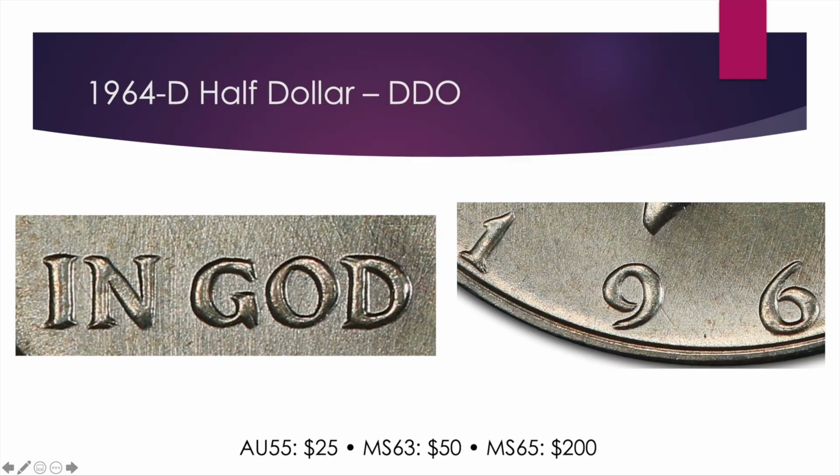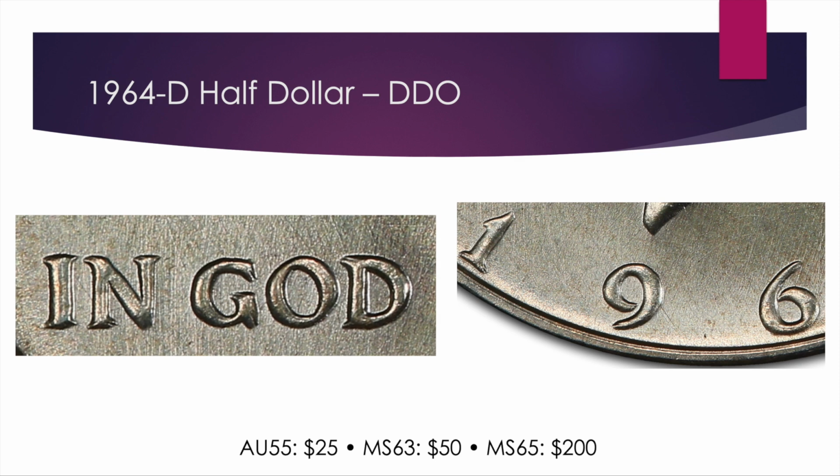And here we've got the first of our errors. This one is a double die obverse, and it'll be interesting as we see tripled, quadrupled, but you can see the split serifs in the N, in the D, really throughout In God We Trust, as well as in the date, especially in that one. The values on this are pretty modest, maybe $25 in AU conditions, and then in the mint state, ranging from $40 in the lower end to like $200.